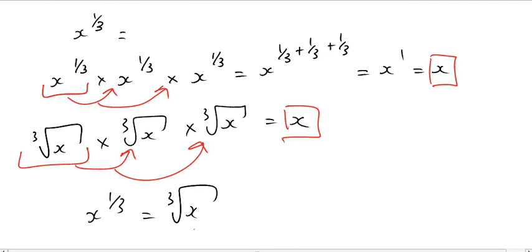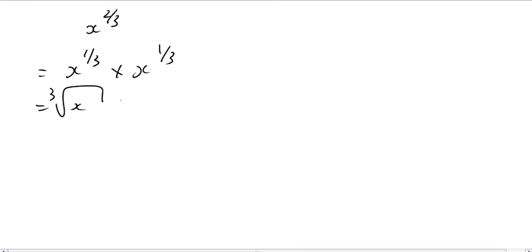Let's say we don't have x to the power of 1/3, but we have x to the power of 2/3. Well, here we can use what we just figured out to try to find that one out. So x to the power of 2/3 is equal to x to the power of 1/3 times x to the power of 1/3. And we know that x to the power of 1/3 is the cube root of x. So that would be equal to the cube root of x times the cube root of x.